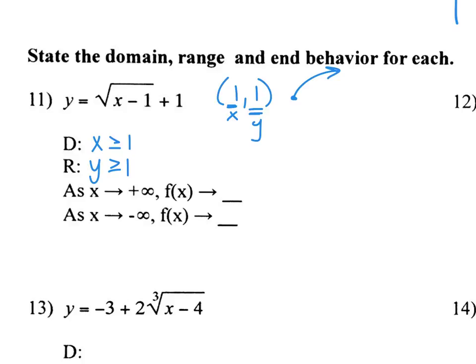And then if you think about end behavior, as x goes to positive infinity, this is going up, right? This is right and up. So this is going to be positive infinity. And for this other one, there is no negative infinity because it doesn't go the other direction.